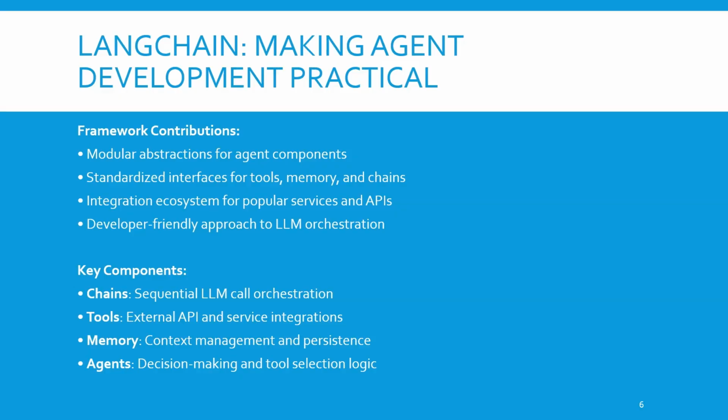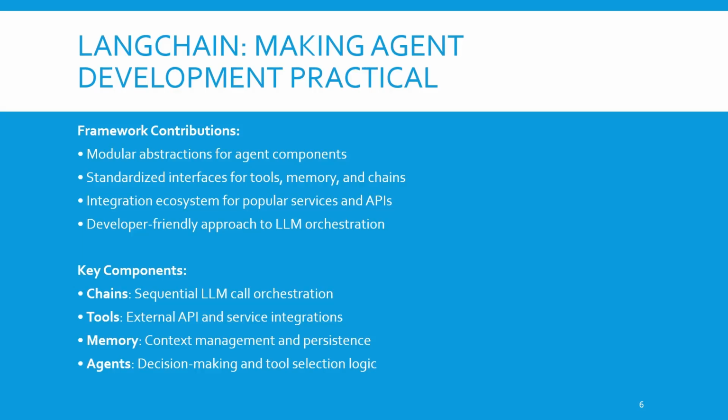Now let's come to the next tool, LangChain. LangChain has made agent development a practicality for everyone. It's a development framework which is a modular abstraction with agent components. It provides standardized interfaces for tools, memories, and chains, and it is an integration ecosystem for popular services and APIs. LangChain emerged as a practical developer framework that made building agent systems accessible to a broader community.